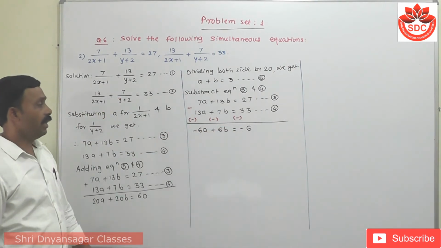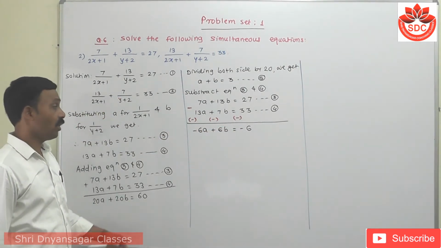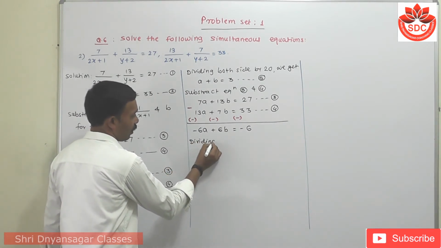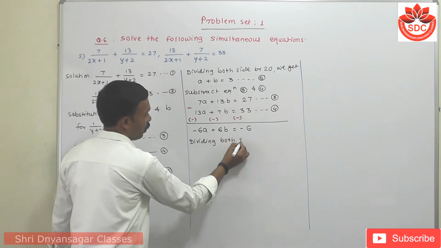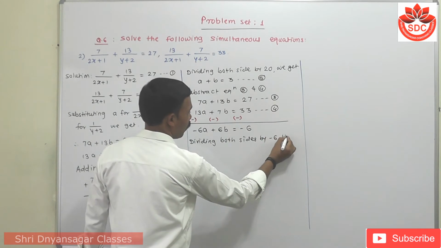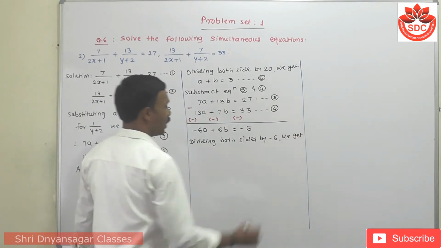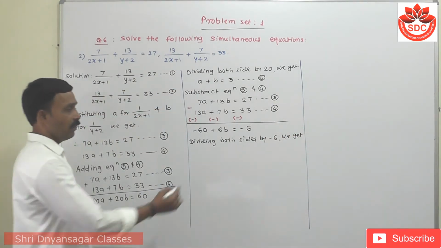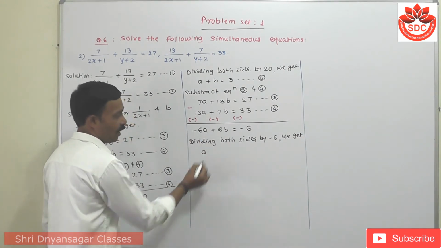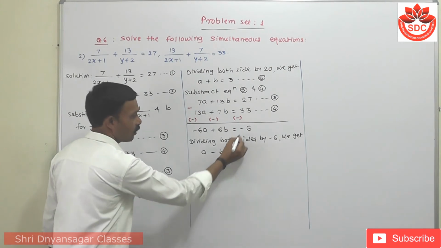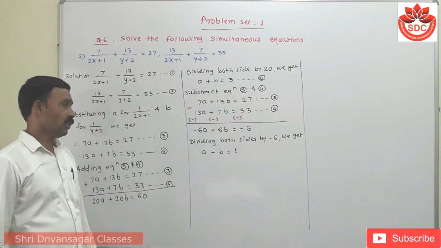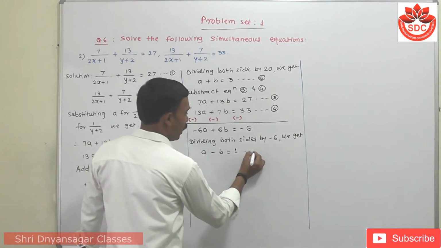Then dividing both sides by minus 6, we get, when we divide it by minus 6, then minus minus converts to plus, so that a minus b is equals to minus minus again converted as plus, so this is 1. So this is the next equation.